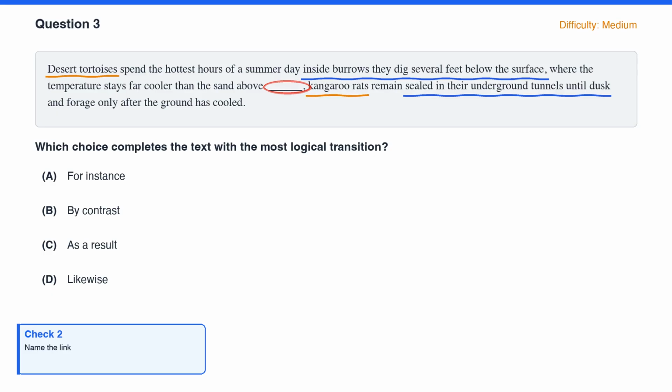It is a parallel case. Call the link comparison and predict a word like likewise or similarly. Check 3. Match and cut. For instance, is the bait.